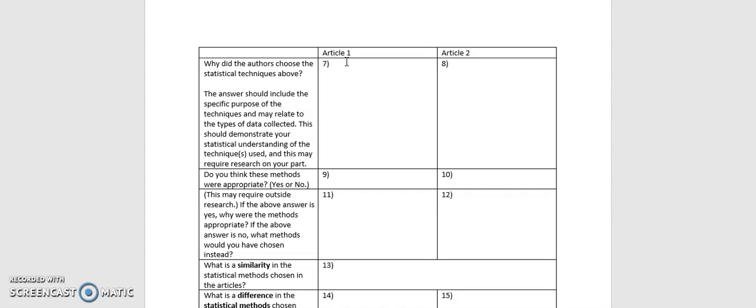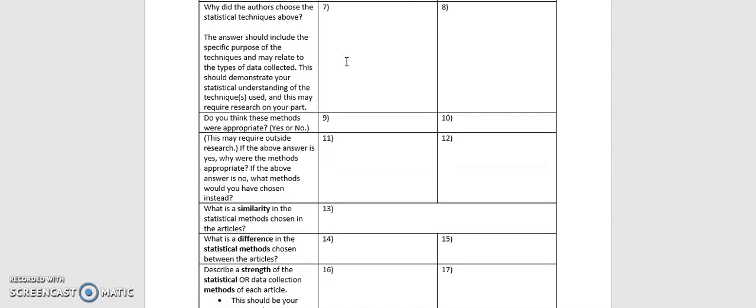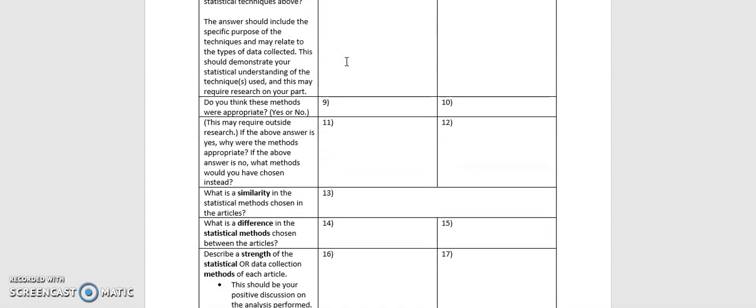9 and 10, do you think these methods were appropriate? Just write yes or no. That's it for 9 or 10. For 11 and 12, if the answer above is yes, why were they appropriate? So again, you might restate the purpose of the test and bring in maybe the data types that were mentioned in the article and how that matched up with the test and what it was useful for. Okay. If the answer is no, say why it was inappropriate. What about it was not working?